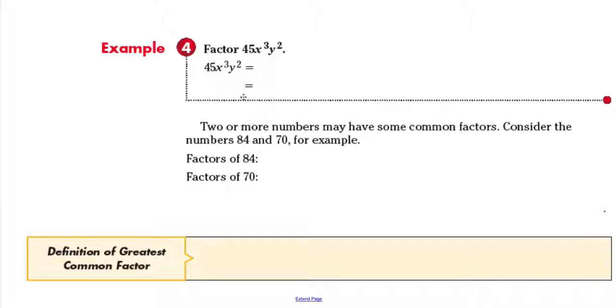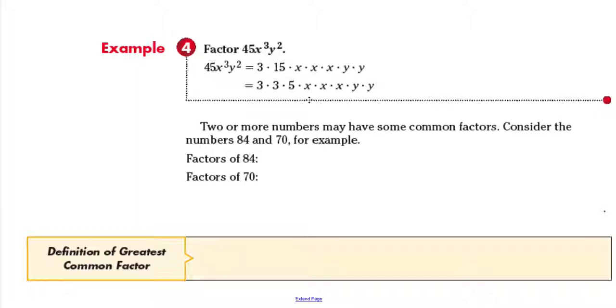So let's take a look at example number 4. Factor 45x cubed y squared. Again, 45x cubed y squared. Find the factors of 45, which will be 3 times 15. And we simply expand x cubed to be x times x times x, and y squared to be y times y. And then we factor 15. 3 times 3 times 5 times x times x times y times y. And this is now the complete factorization of 45x cubed y squared.